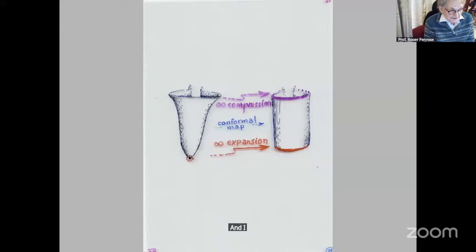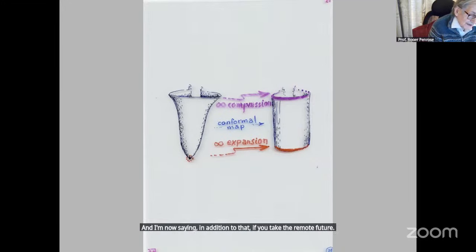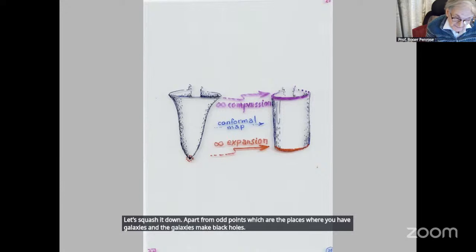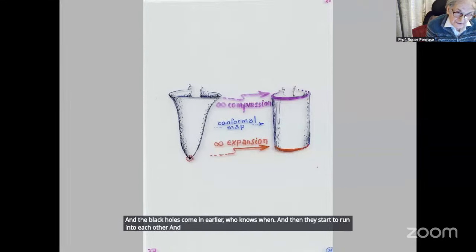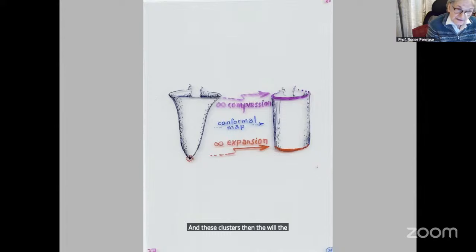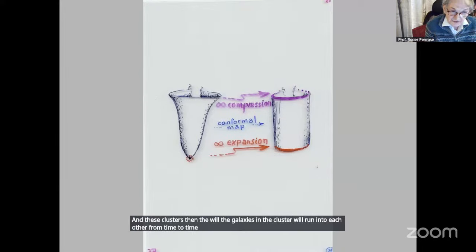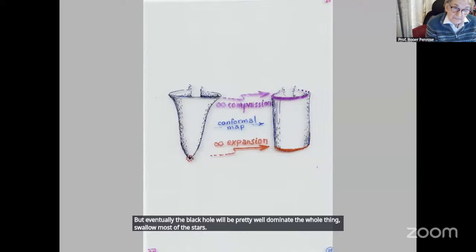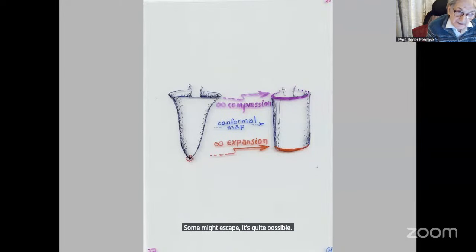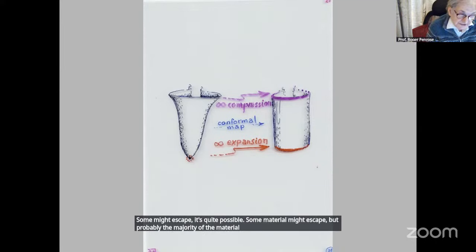And I'm now saying, in addition to that, if you take the remote future and squash it down, apart from odd points, which are the places where you have galaxies, and the galaxies make black holes, and the black holes come in earlier, who knows when, and then they start to run into each other, and you end up with one enormous black hole in a galaxy. The galaxies in a cluster remain more or less bound as the universe expands, and the galaxies in the cluster will run into each other from time to time, and their dominant black holes will run into each other eventually. It takes a while before that happens, but eventually the black hole will pretty well dominate the whole thing, swallowing most of the stars. Some might escape, it's quite possible. Some material might escape, but probably the majority of the material will eventually be swallowed up by the black holes.